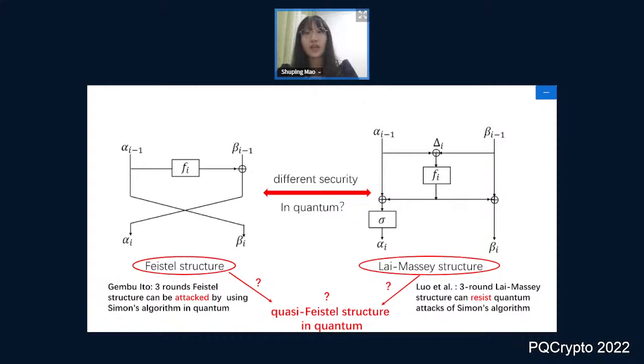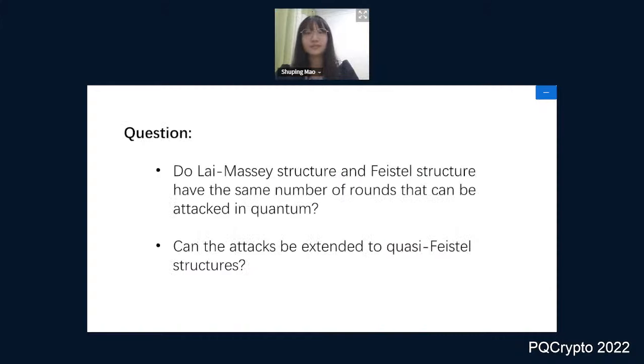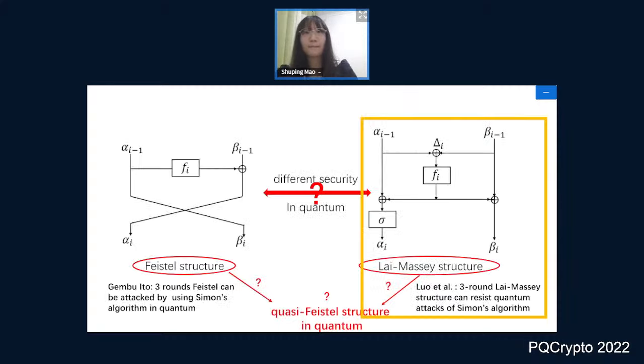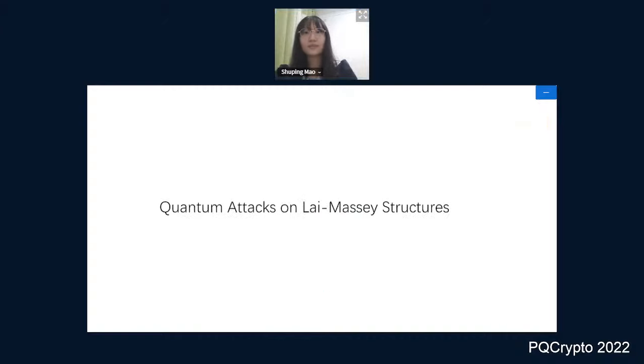So this led to natural questions. Do Lai-Massey structure and Feistel structure have the same number of rounds that can be attacked in quantum? And can the attacks be extended to quasi-Feistel structures? Given the different existing conclusions, it is possible to re-attack the Lai-Massey structure in quantum. So we focus on the quantum attacks on Lai-Massey structures.